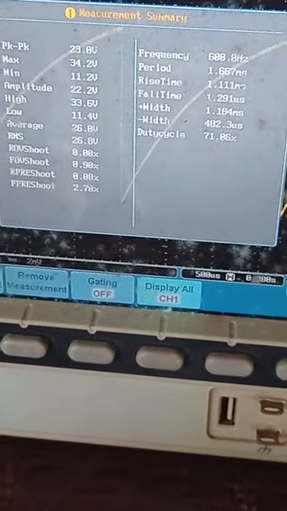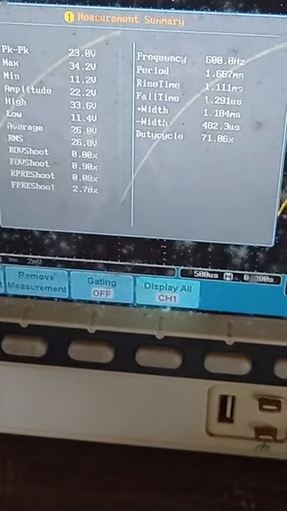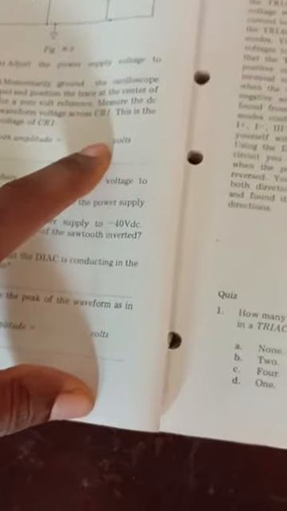But as far as this practical is concerned, we have to write down the amplitude, and that's what we have: amplitude 22.2 volts. That's what we are asked to do. Let's see what's next. Okay, that one is done. Now step 6D.